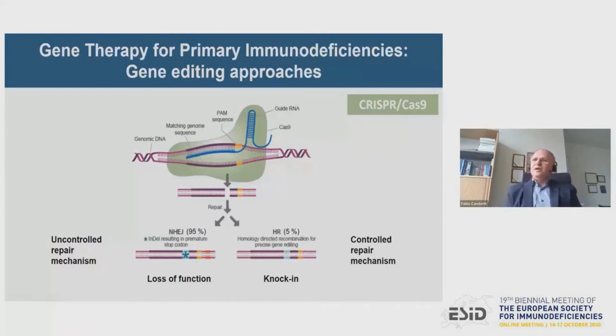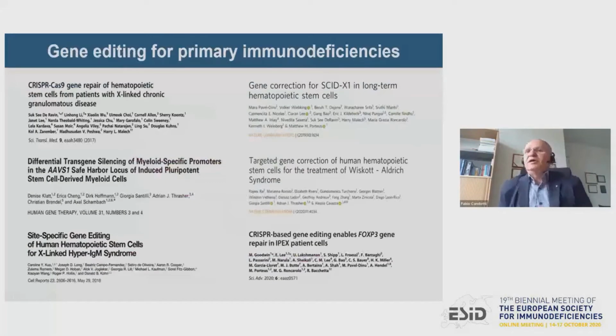This approach has been used in the field of primary immunodeficiency for several years now, and as a result, a series of publications show the feasibility of this technology in in vitro and in vivo models of disease. Here again, I show you some recent examples of articles showing this possibility that has been proven for X-linked and autosomal recessive chronic granulomatous disease, for the X-linked hyper-IgM syndrome, for X-linked SCID, the Wiskott-Aldrich syndrome, and for IPEX.